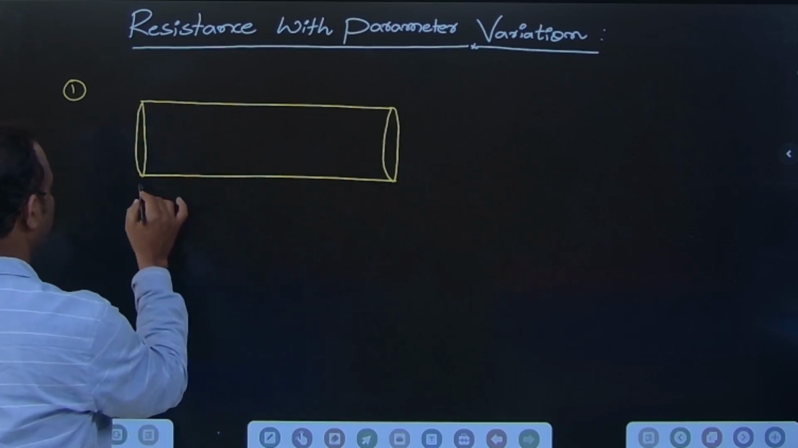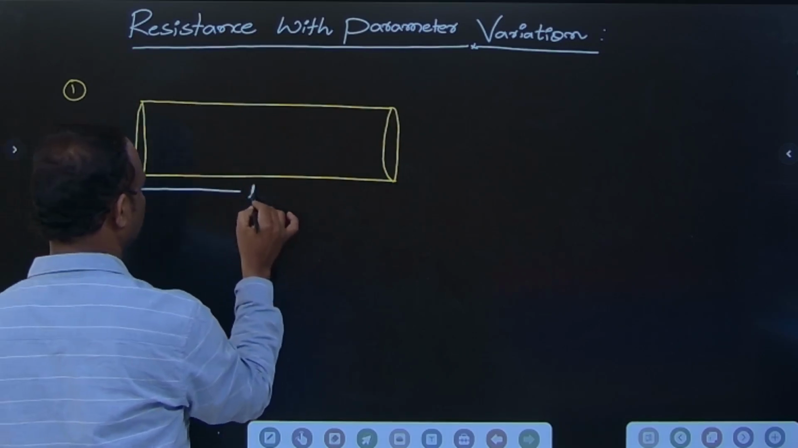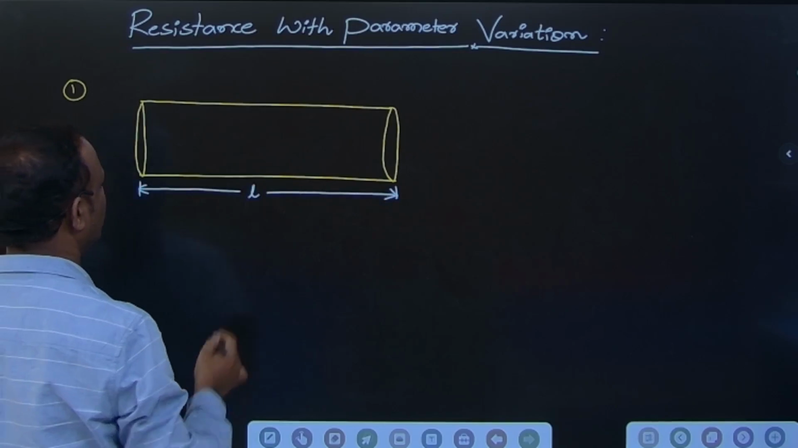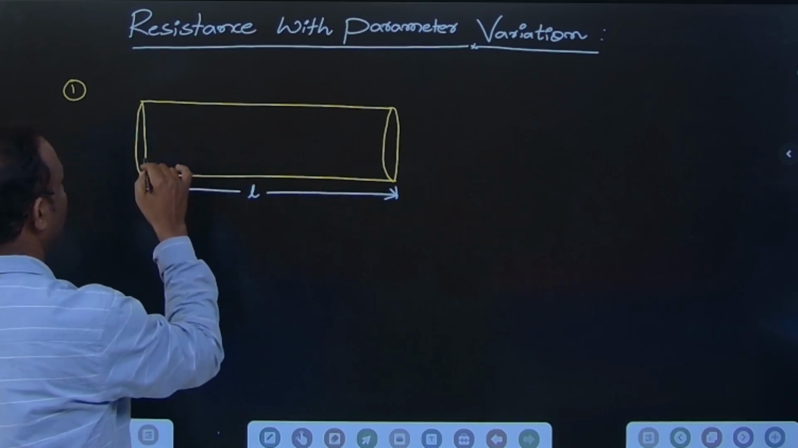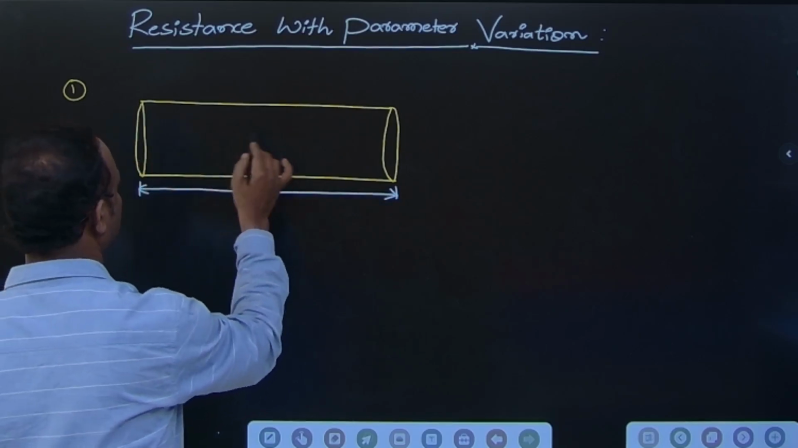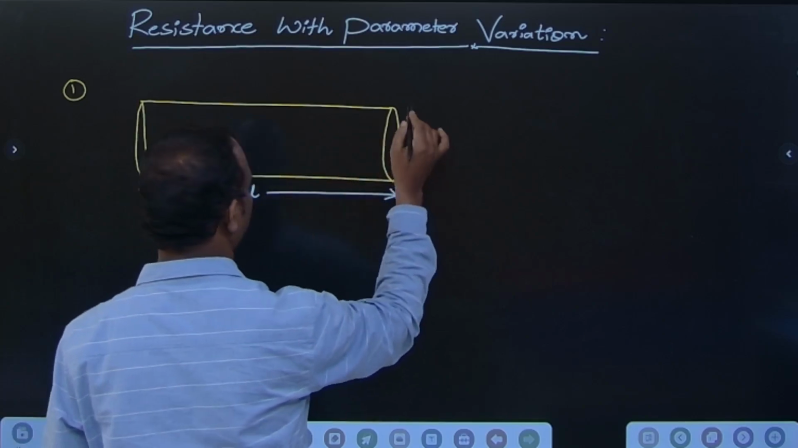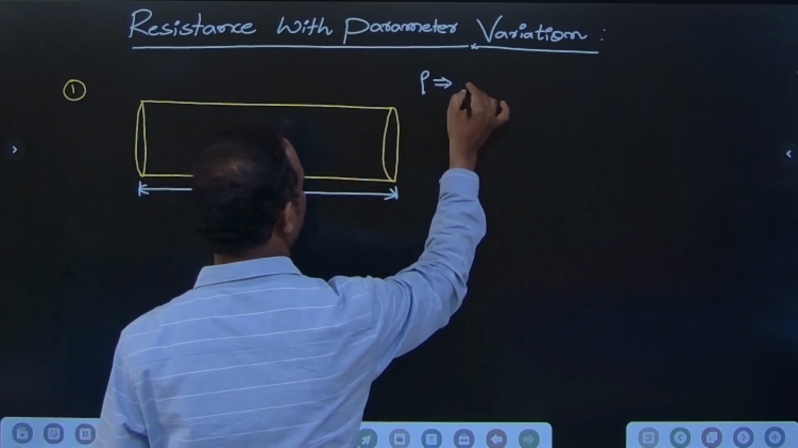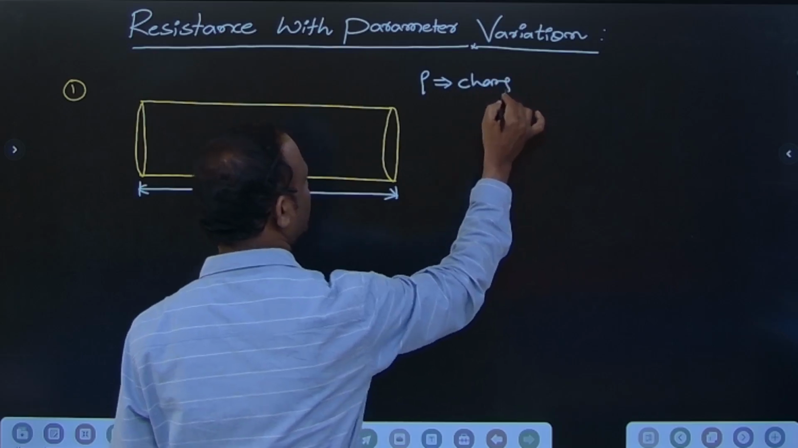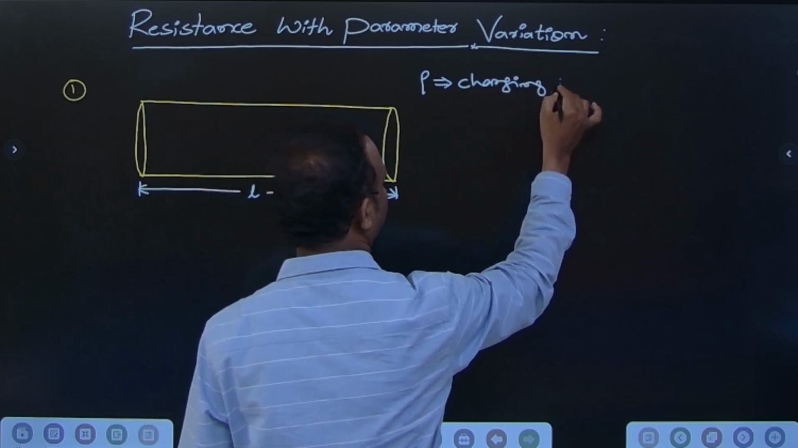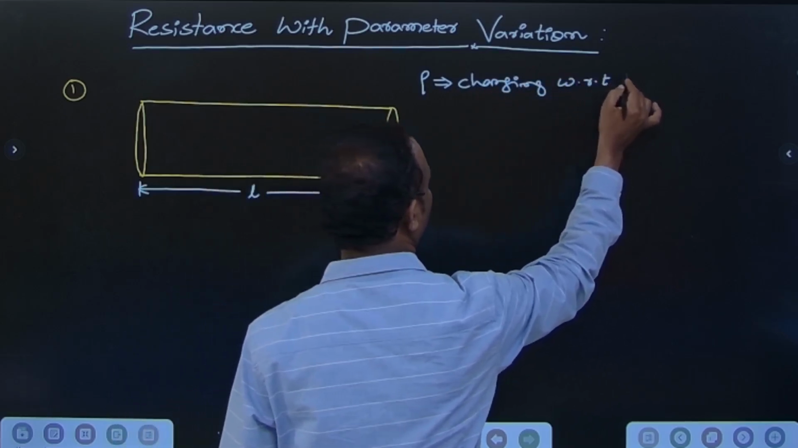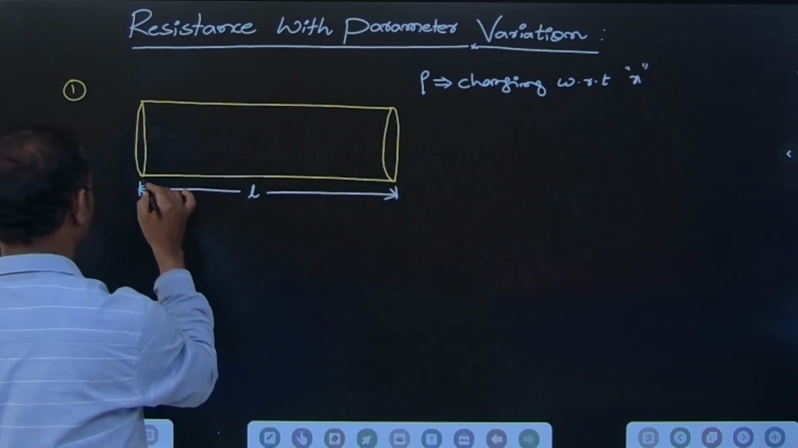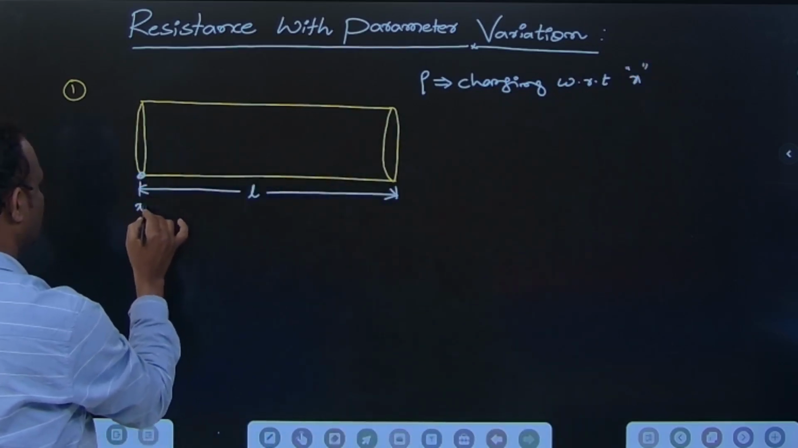Let its length be L. So if you take this conductor, with respect to this, the resistivity rho is changing. Rho is changing with respect to x distance. For example, at this position x equals 0.